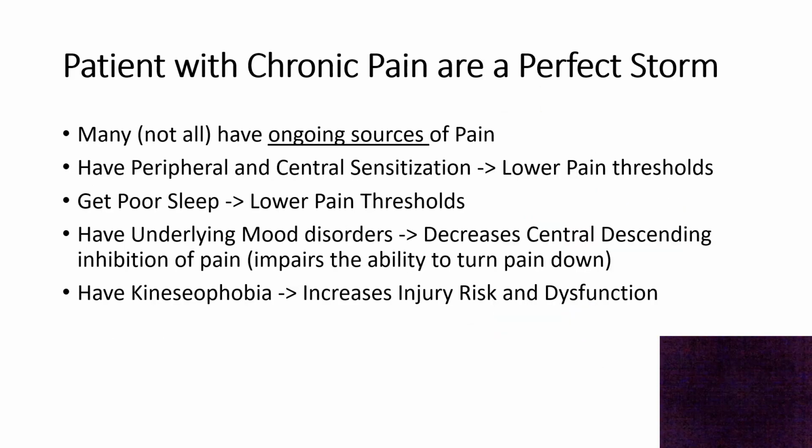And so the reason why patients with chronic pain are so difficult to treat is because they're a perfect storm. Many of them will have ongoing sources of pain. Almost all of them will have peripheral and central sensitization, which decreases their pain thresholds. They get poor sleep, which decreases their pain thresholds. And they may have underlying mood disorders like depression, anxiety, or PTSD, which decreases their ability to tolerate the pain. So the thresholds are what causes pain, and toleration is, okay, I have pain, am I able to turn that pain down so that I can get on with my day?